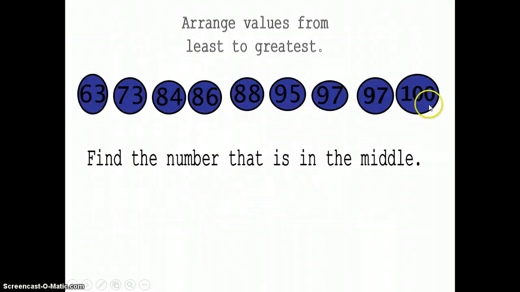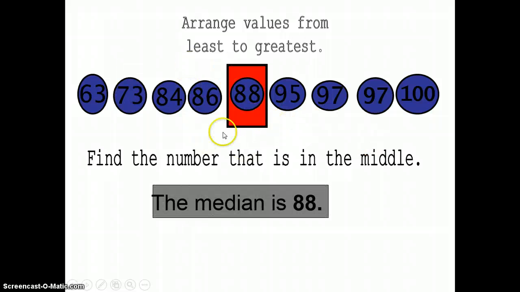So here's our test average again. Okay, we put them in order. Notice they're from smallest to largest, and I'm looking for the middle number. In this problem, if I look, there are 4 to the left of 88 and 4 to the right of 88. 88 is right smack dab in the middle, so the median is 88. So our mean was 87, our median's 88, so those numbers are pretty close. Now this is not always the case.